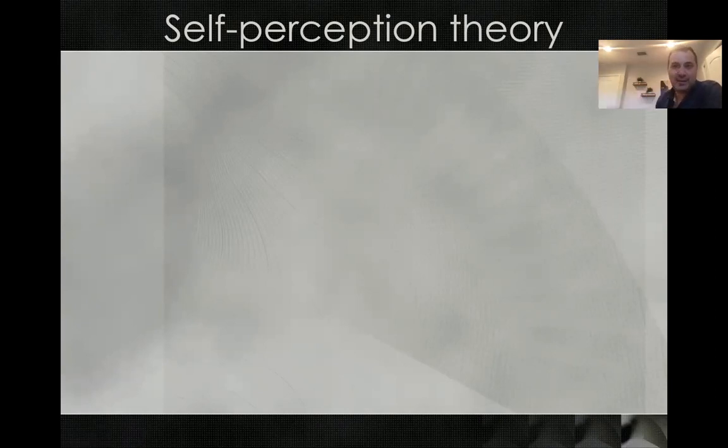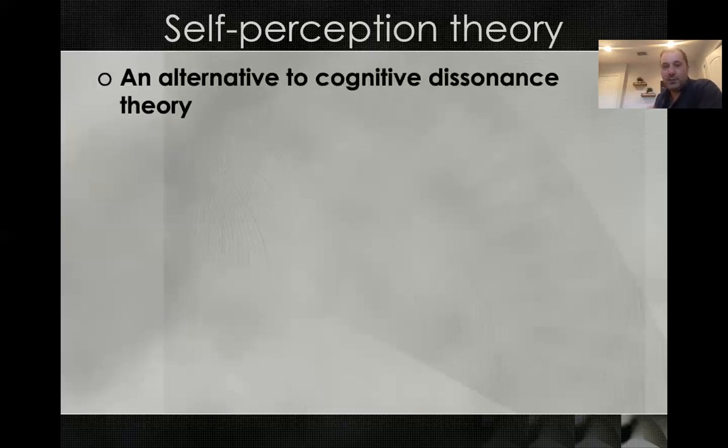But in 1972, a researcher came along by the name of Daryl Bem, and he proposed something sort of radical. He said that he could explain every single cognitive dissonance study that had been conducted to date, but he could do it with a different theory, and his theory was better. His theory was self-perception theory. In fact, we've seen self-perception theory already in this class.